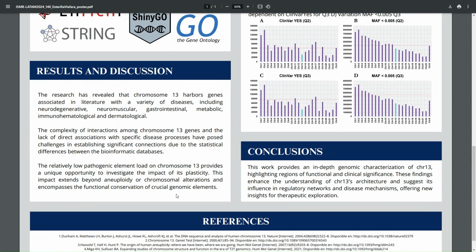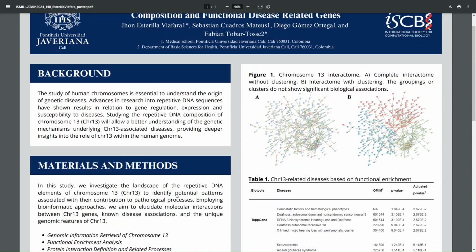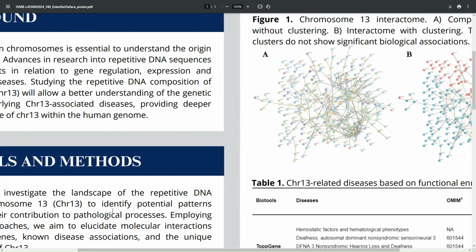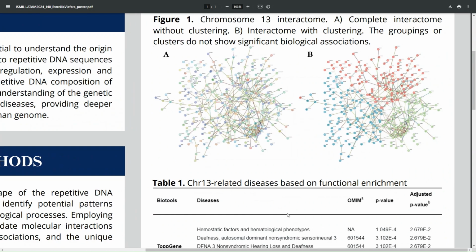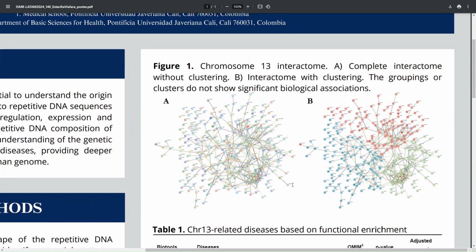Now, in protein interaction definition and related processes, we have figure one, which is the chromosome 13 interactome. Basically, this figure shows the functional network analysis of genes on chromosome 13. So we have letter A for the complete interactome without clustering and letter B for the interactome with clustering.